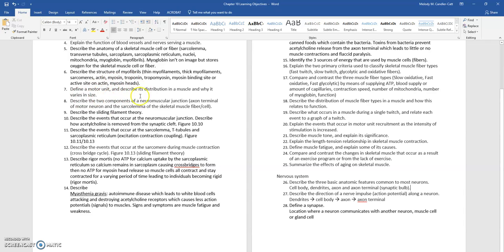All right, so that was our objective over the motor units, which was number 7 here: defining a motor unit, describing its distribution and why it varies in size. And then the next thing that we've kind of already talked about, but we'll talk about a little bit more, is the neuromuscular junction. We're going to understand the anatomy at the neuromuscular junction.